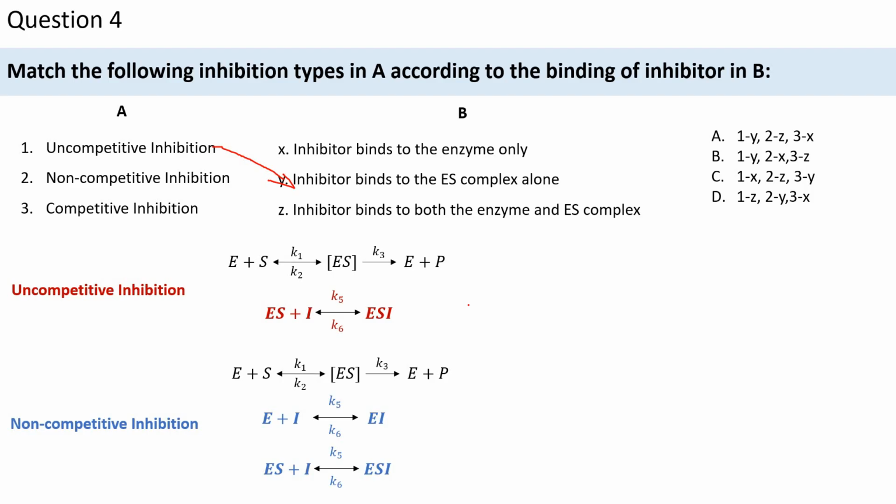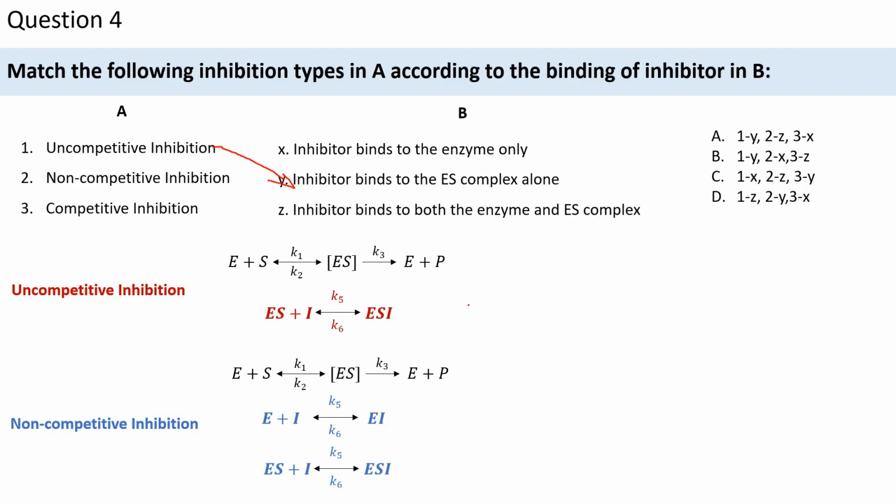Non-competitive inhibition. The main equation is E plus S giving rise to ES, which is broken down into E plus P. This is the equation if no inhibitor is present in the reaction. In non-competitive inhibition, E plus I can give rise to EI, and ES plus I can give rise to ESI. Which means your inhibitor can bind to the enzyme alone, or else it can go and bind to the enzyme substrate complex also.